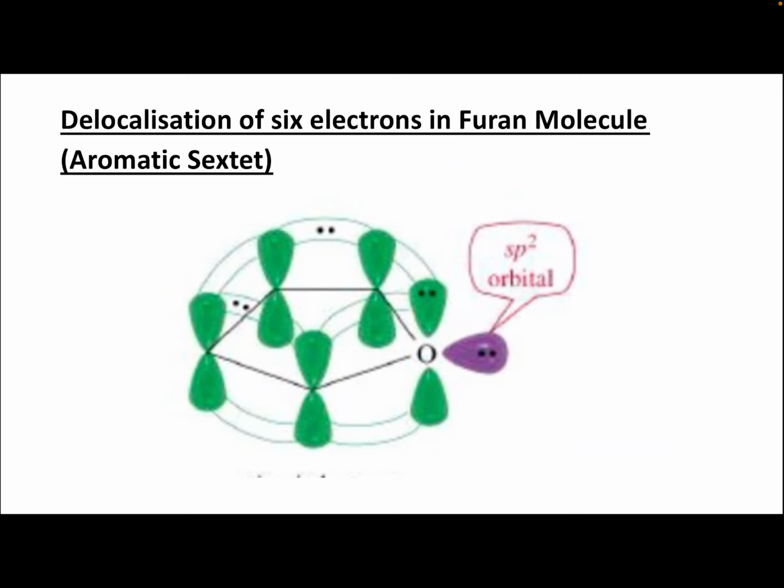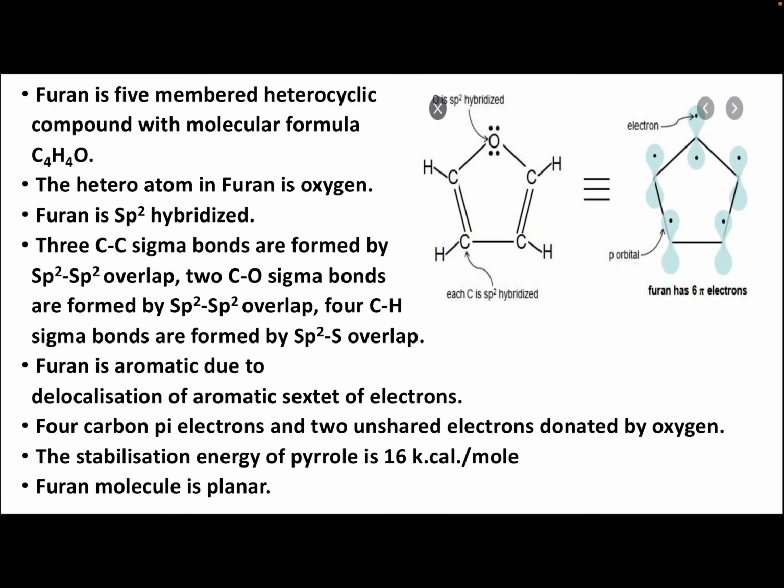Here we see delocalization of 6 electrons in the furan molecule. An aromatic sextet is formed. You see that in each of the 4 carbon 2pz orbitals there is 1 electron, and in oxygen there are 2 electrons in the 2pz orbital. Both carbon and oxygen are sp2 hybridized, and one lone pair is in an sp2 hybrid orbital. So delocalization of 6 electrons takes place, and we call it an aromatic sextet, showing that furan is aromatic in character.